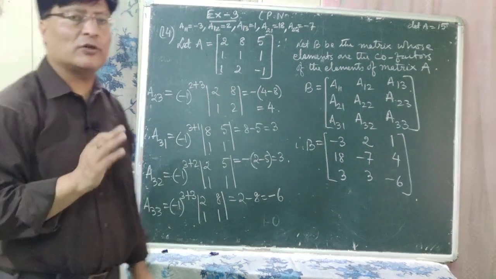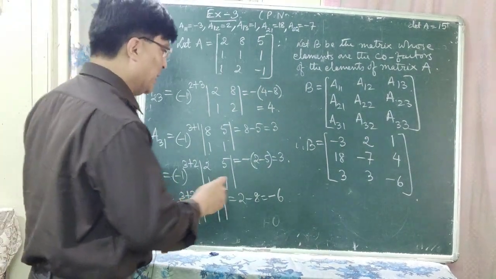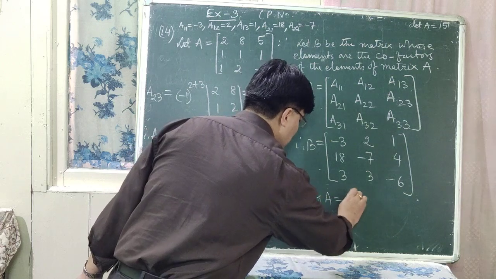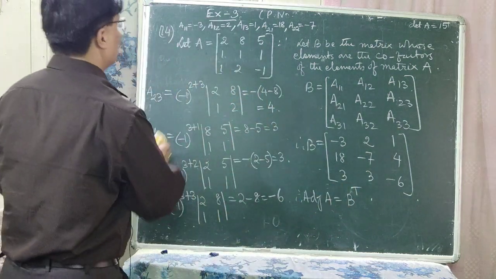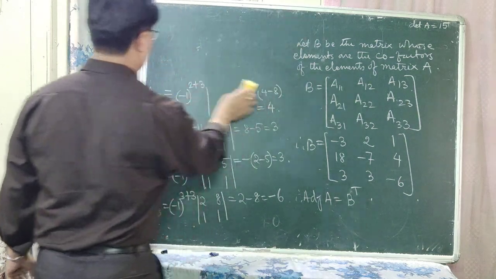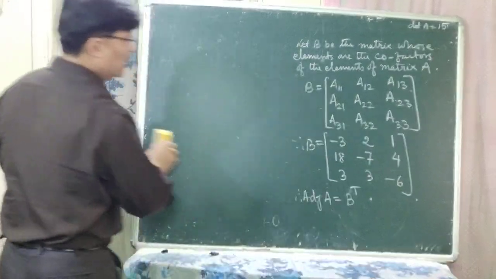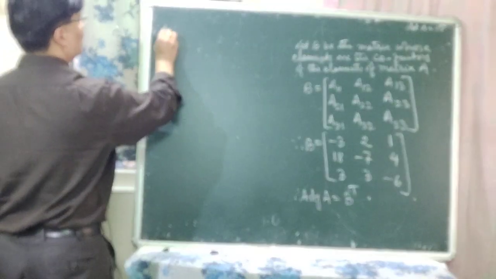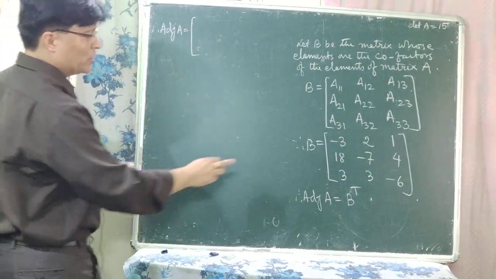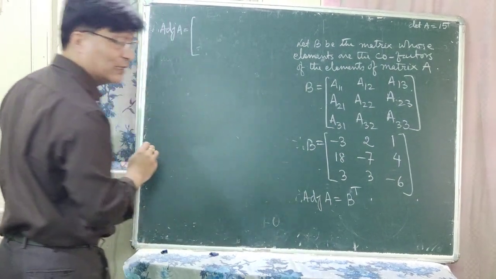So what is the definition of adjoint or adjugate of A? It is the transpose of B. So therefore, adj A is equal to B transpose. Therefore, what is B transpose in this case? You have to change rows into columns and columns into rows in matrix B, right?